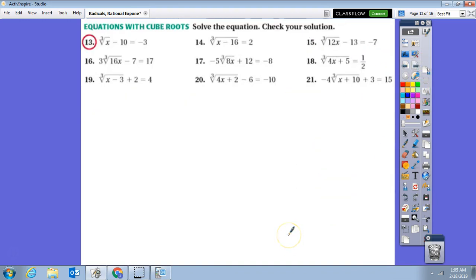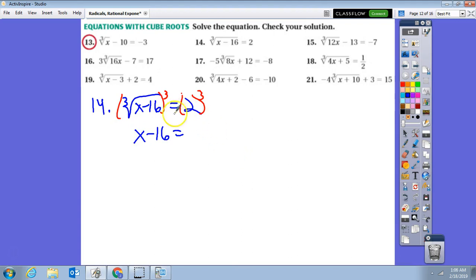If it was a cube root, you want to go through the same concept. Like number 14, you have the cube root of x minus 16 equal to 2. The opposite of a cube root is to take both sides and cube it. What you do to one side, you got to do the other, right? Well, when you cube a cube root, it disappears as well. 2 cubed is 8. And then you add 16 to both sides. What is 8 plus 16? That's 24.